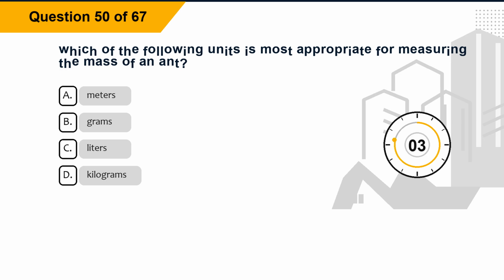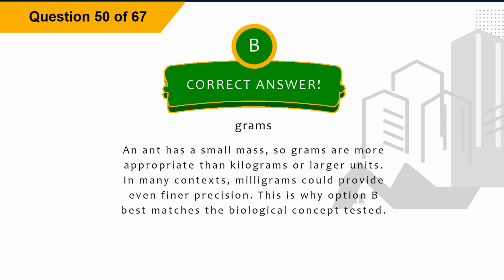Option C, liters. Option D, kilograms. The correct answer is option B, grams. Explanation: an ant has a small mass, so grams are more appropriate than kilograms or larger units. In many contexts, milligrams could provide even finer precision. This is why option B best matches the biological concept tested.